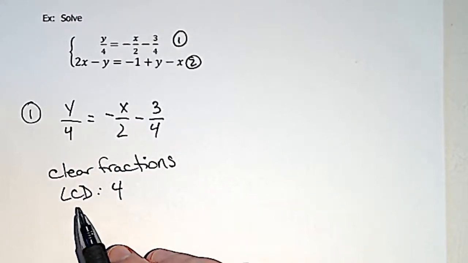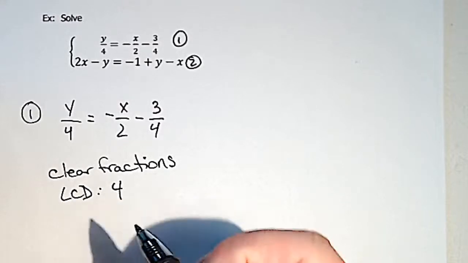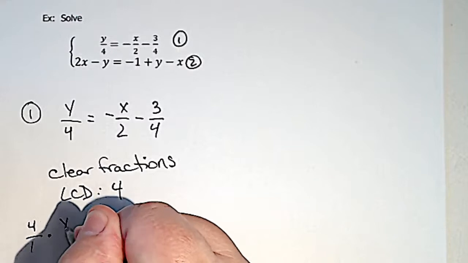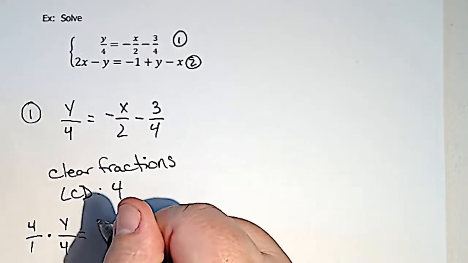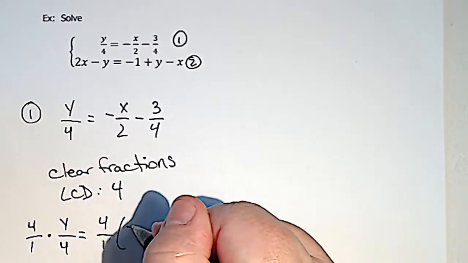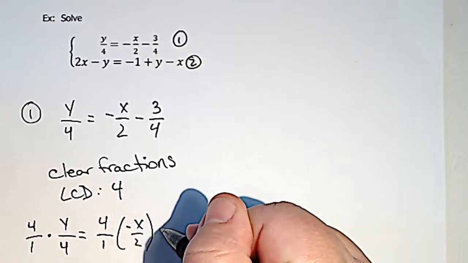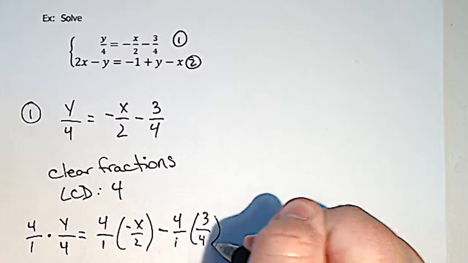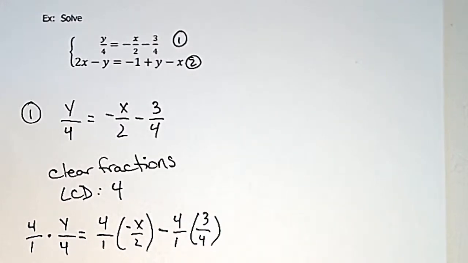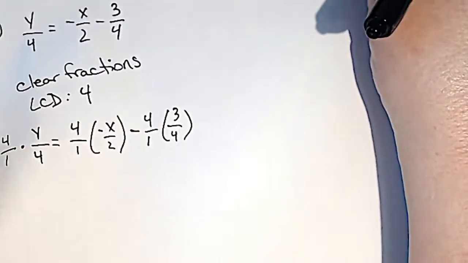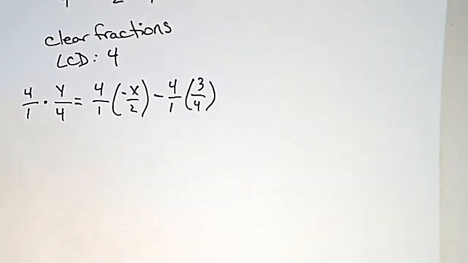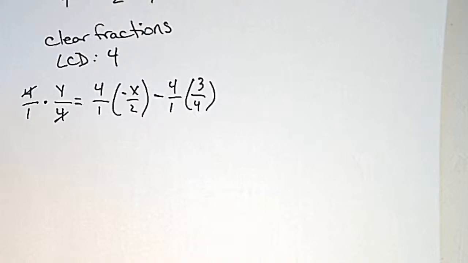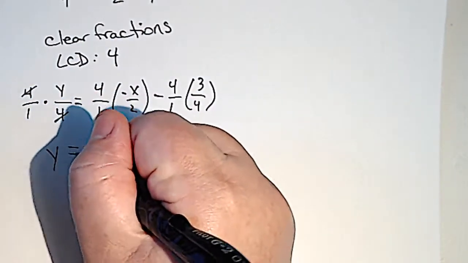So what I'm going to do with my least common denominator is I'm going to go ahead and multiply each of my terms on both sides of the equation times 4. And I'm going to write 4 as 4 over 1 because it's going to be easier to cancel. Okay, there we go. So right off the bat, this one cancels and we've got y equals.